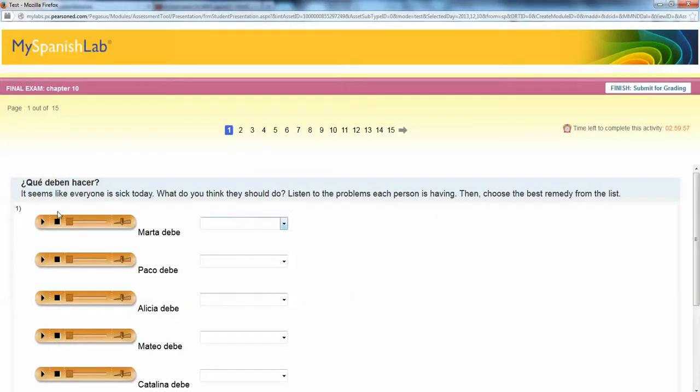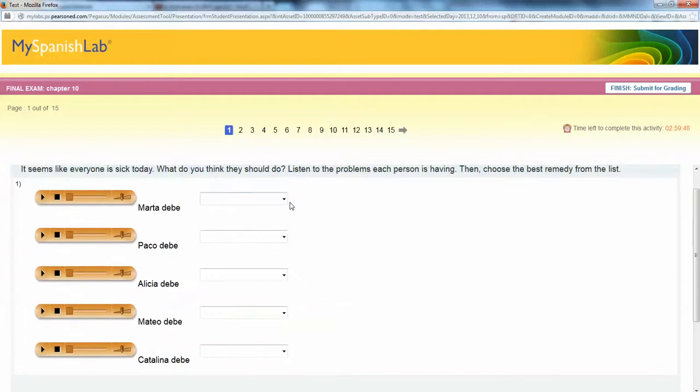It seems like everyone is sick today. What do you think they should do? Listen to the problems each person is having, then choose the best remedy from the list. So you'll listen to each problem, and then it's going to be the same list of remedies, and you just go through and eliminate them. Choose the one that would make the most sense for each of these situations.